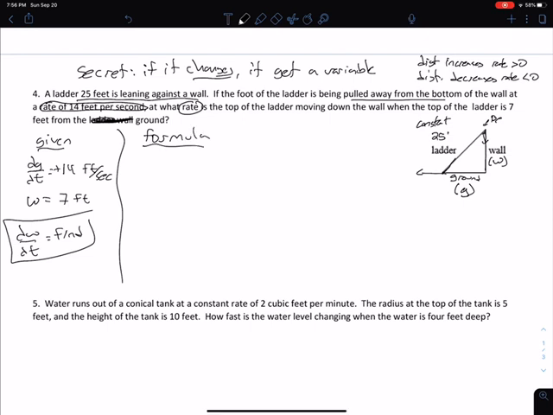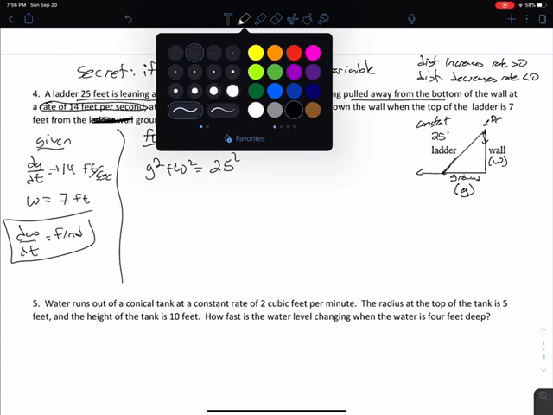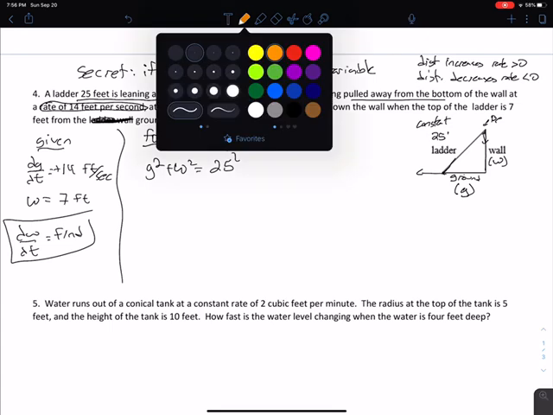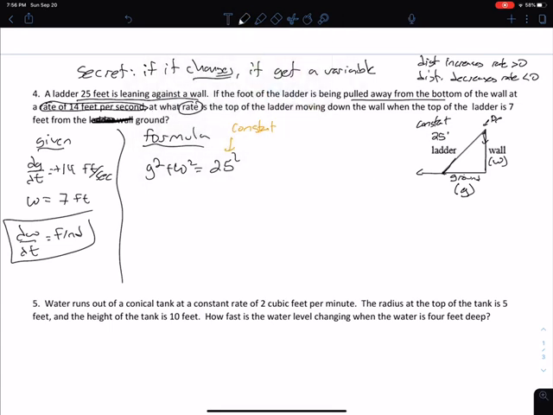So I can say that G squared, remember, the ground length of the ladder is changing. So I'm going to leave that as G squared. The height of the wall is changing. W squared equals 25 squared. And remember, this is a constant, which is why I leave it as 25 and I don't give it some sort of variable. It makes it more fun if the ladder is changing height too. And we will see a problem like that coming up soon.